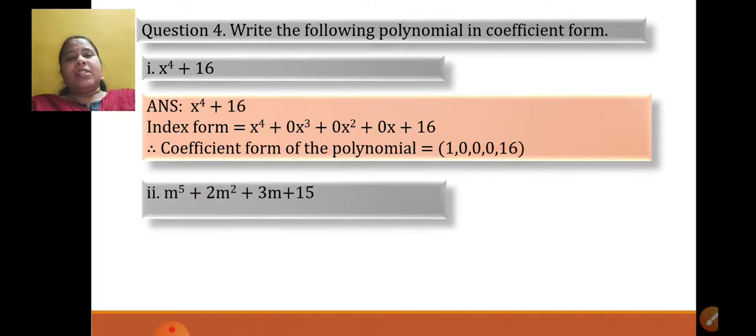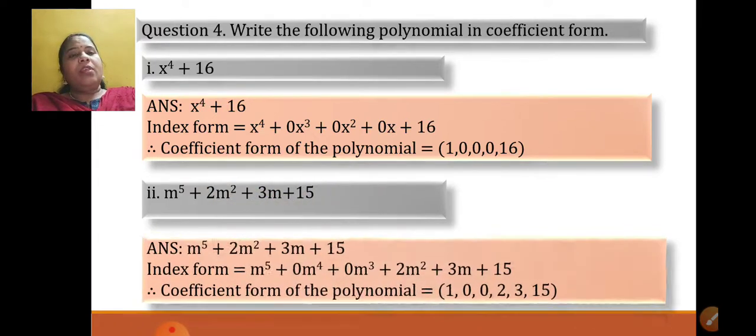Same way, this is a second question. Just have a look at the question. Is there any missing coefficient, a missing term here? Like it is m raised to 5. After that, what should we have in standard form? m raised to 4. That is not to be seen. So we will write it with 0 coefficient. So 0 m raised to 4. Even m cube is missing. So 0 m cube. Then 2m square. Then 3m and then 15.